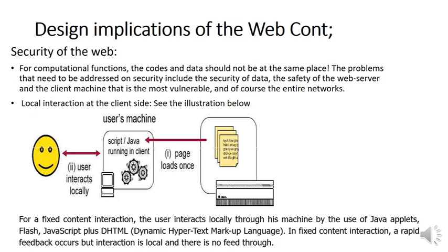Local interaction at the client side: the user, the machine, then the page from the web. For a fixed content interaction, the user interacts locally through his machine by the use of Java applets, Flash, JavaScript, dynamic hypertext markup language. In fixed content interaction, a rapid feedback occurs, but interaction is local and there is no feed-through.